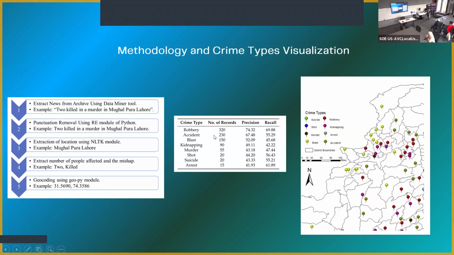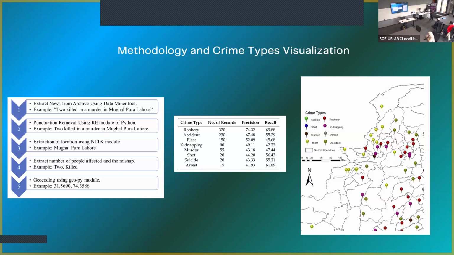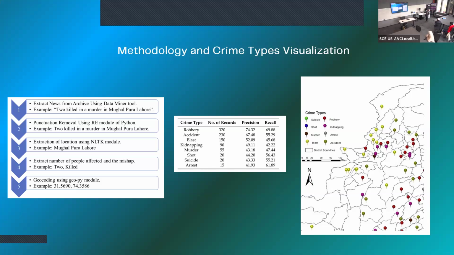And you can see this table. We tried to extract this information from textual into tabular format. As you can see, the crime type, number of records, precision and recall, so we tried to achieve accuracy. For example, robbery had 320 records, accident this many. Then we plotted this data based on the geocoding, or georeferencing, method. We converted this textual information into latitude and longitude so that we can exactly map where the crime happened.